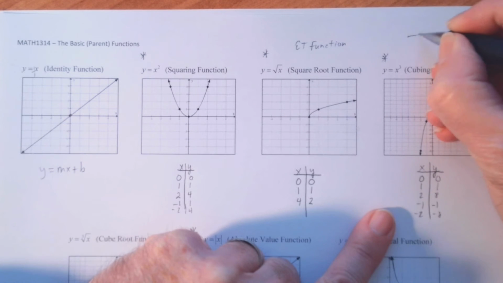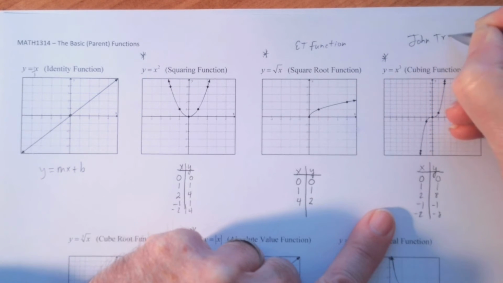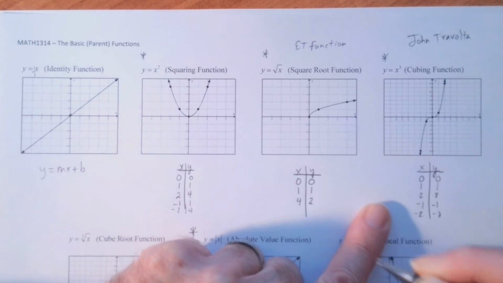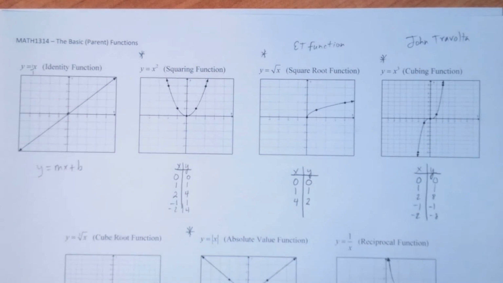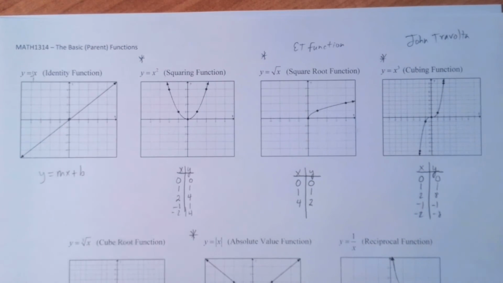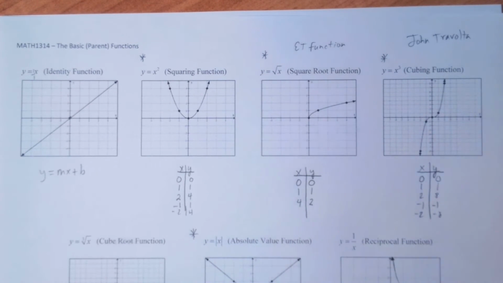So this is what I call the John Travolta graph. Just in memory of John there and his dance, which is where I get this shape. All right. I'll have to show you in class a little bit more about the John Travolta, but it's kind of an S-shaped type of graph. It doesn't look like an S, but it's the same idea. But I call that the John Travolta.